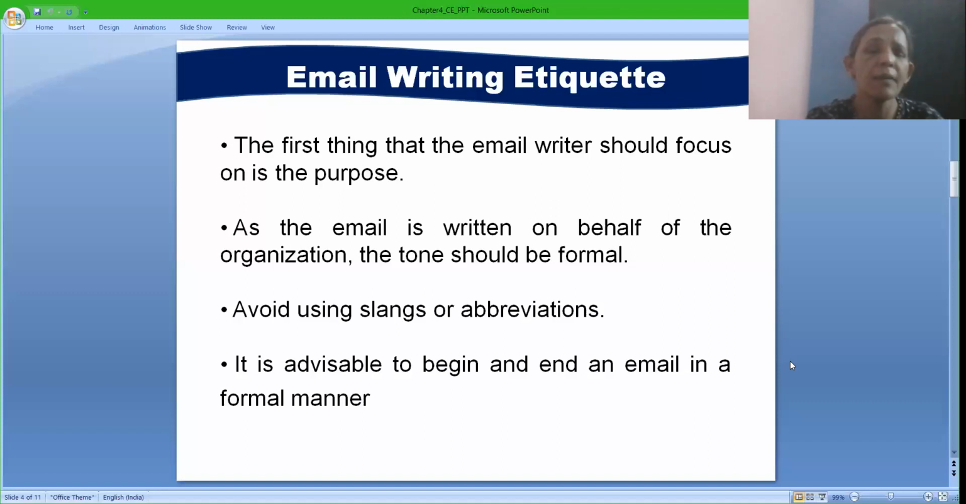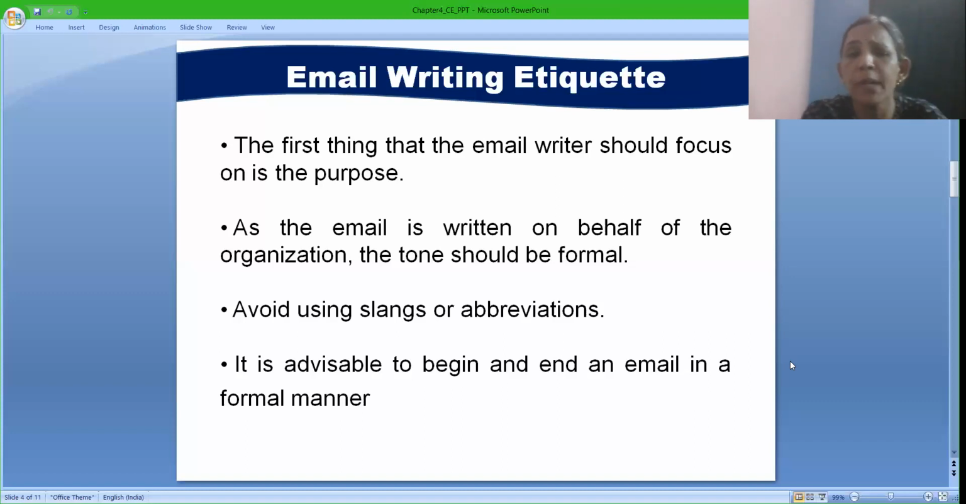So when we are writing the email, the first thing that we have to remember is to focus on the purpose. The purpose should be very clearly defined and it has to follow all the seven principles of communication. Remember the seven C's, which were explained in the second chapter on communication. So when we are writing, the purpose should be properly detailed.